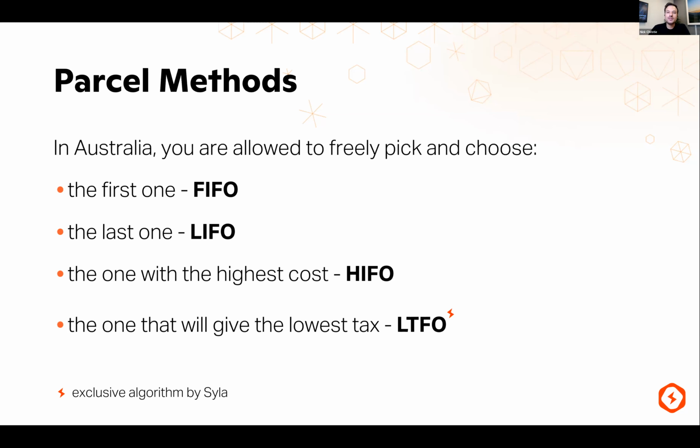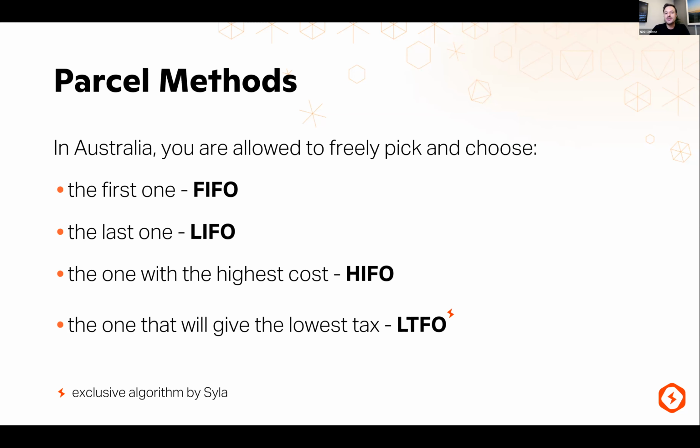The other pretty common one is called last in, first out. This is where you would choose the last one that you purchased to sell. There's another method that's a little bit smarter. It's called highest cost. This is an attempt to choose which parcel has the higher cost base, and that is the one you would choose to sell.